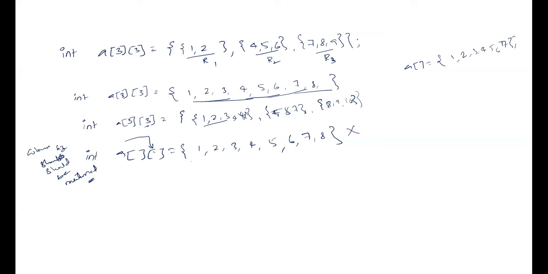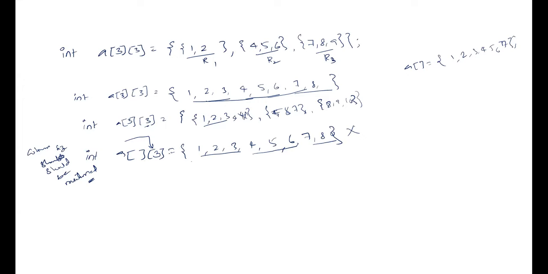If I mention the column size as three, the first three elements go to the first row, the next three elements to the next row, and the last element will be considered as zero. So without the row size we can initialize, but one size should be there: the column size. If you're not giving the row size, it's okay, but you have to give the column size. Without that, we cannot initialize.